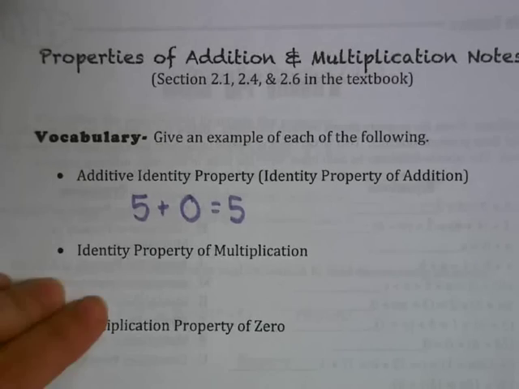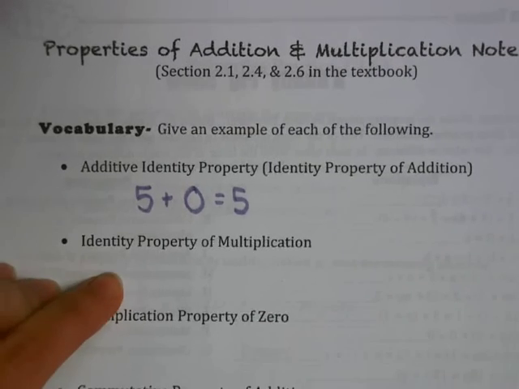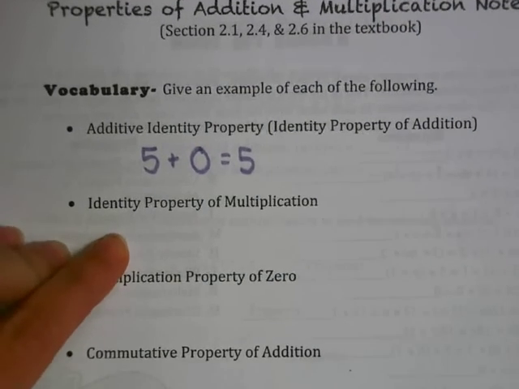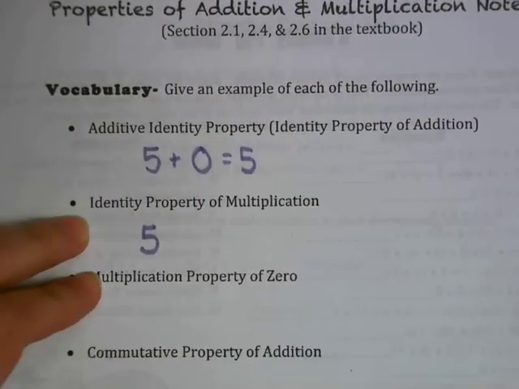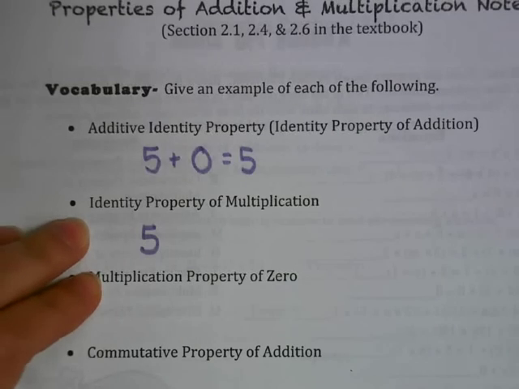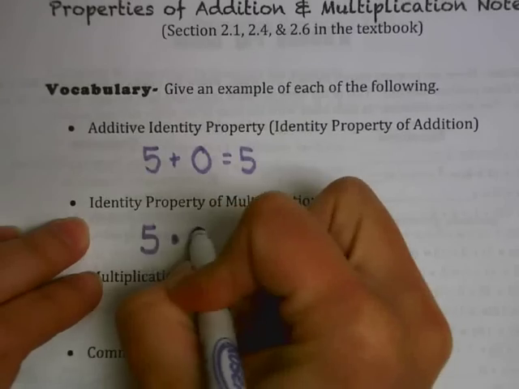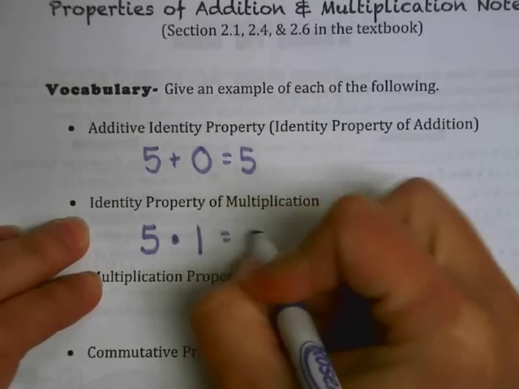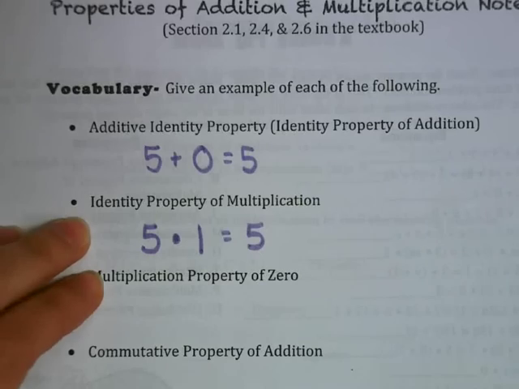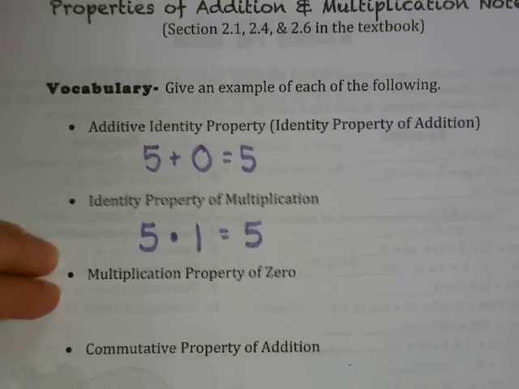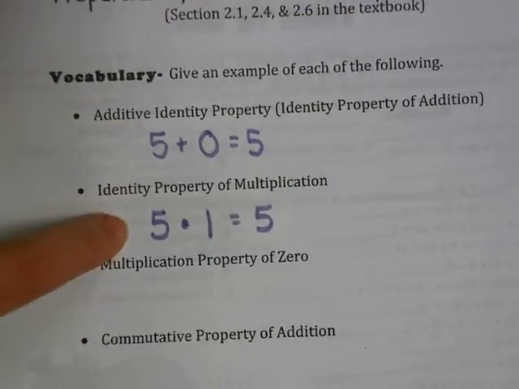So we also have an identity property for multiplication. What if we had 5, what would we multiply 5 by to keep its identity, to keep it the same? We wouldn't multiply it by 0, we would multiply it by 1. Absolutely. So 5 times 1 is 5, it keeps its identity. So that's the identity property of addition and multiplication.